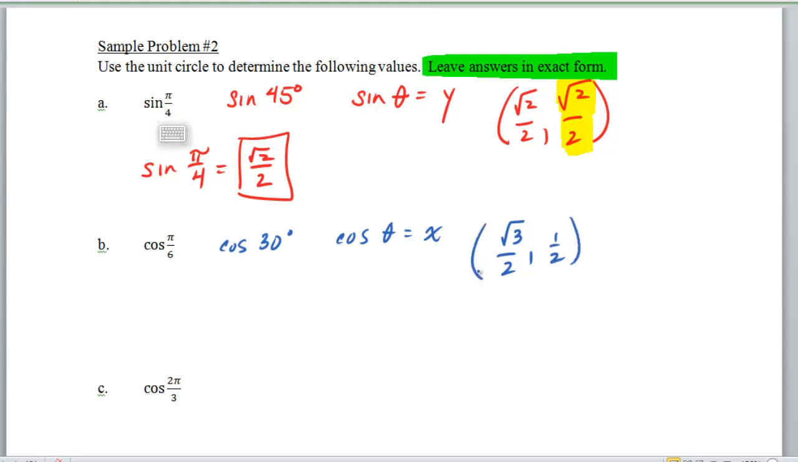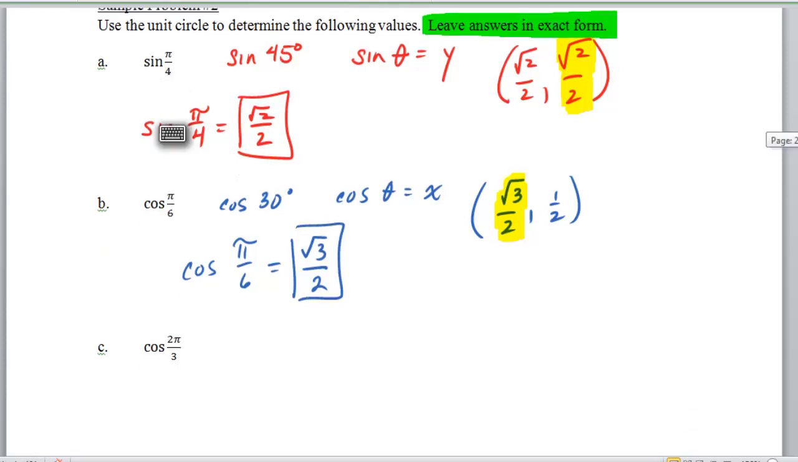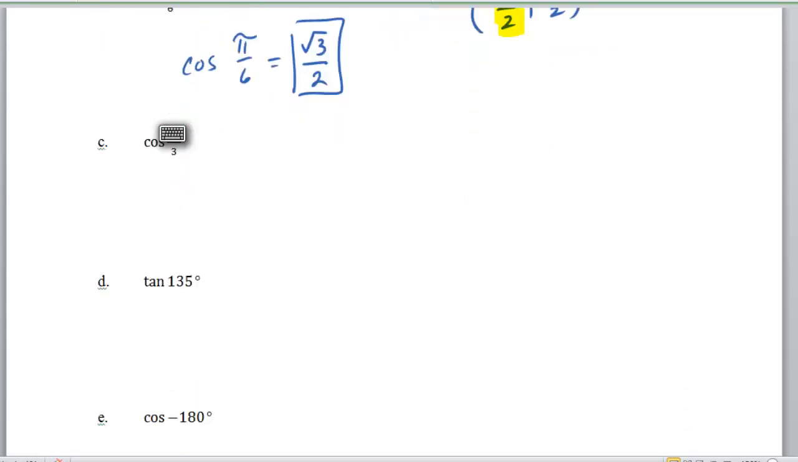Okay, and now we just need to identify the x-coordinate, and we'll have the cosine of pi over 6 equals the square root of 3 over 2, and that's our exact value. All right, now let's move on to the next two.